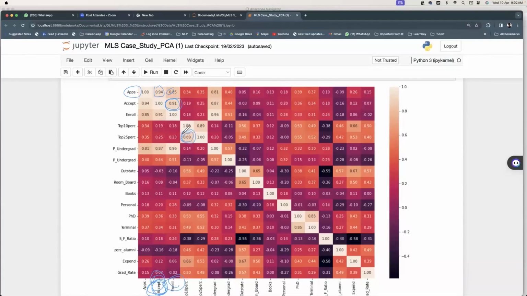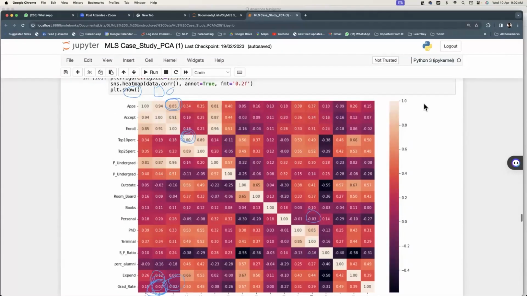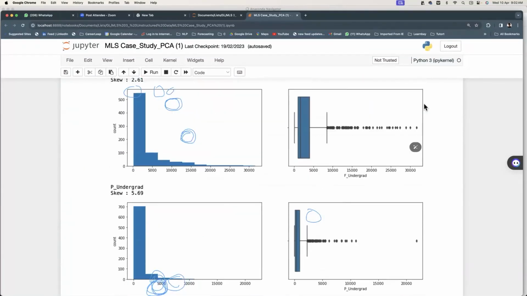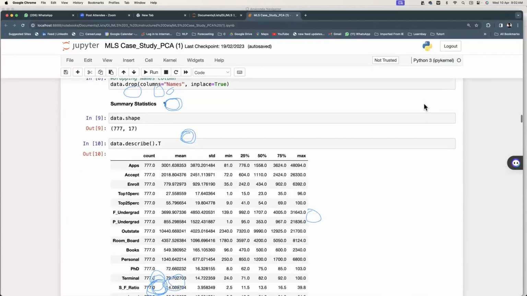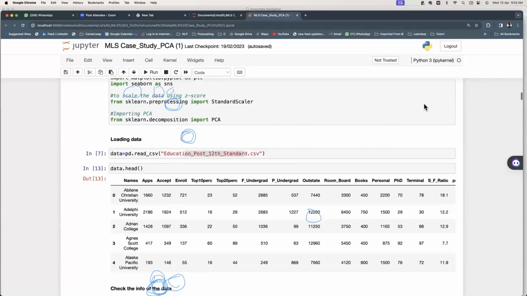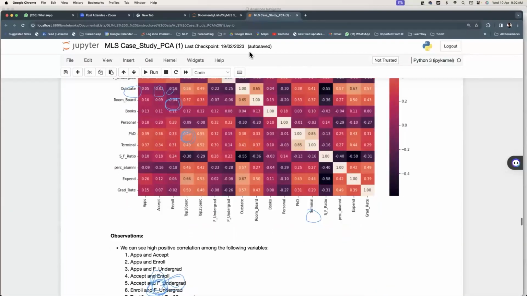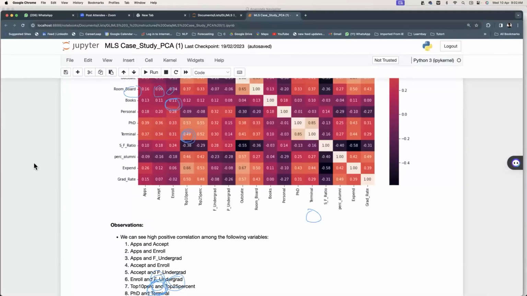Let's see PhD, is there anything? 0.85, PhD and terminal. Terminal stands for... one second, guys, let's see what it is. I don't recall exactly what percent terminal is. Percentage of faculty with a terminal degree. I think it's a postgraduate degree. It's something like a mandatory degree. Obviously it is not mandatory, but an added advantage. So yes, there will be correlation, obviously.